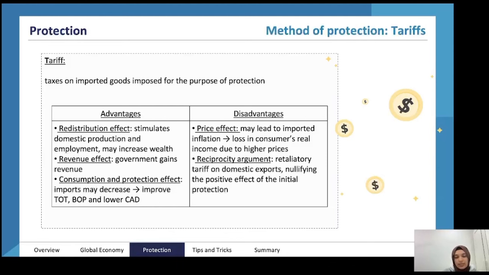In terms of the retaliation effect, this idea that it will nullify protection, because if the domestic producers now go to sell overseas, in effect they become the foreign producer, right? Because they're now selling overseas, the overseas countries may say, because you implemented tariffs, we're going to do the same thing. So that can be a major disadvantage. So there are many advantages as well as disadvantages for tariffs. Advantages include the redistribution effect, revenue effect, consumption and protection effect. Disadvantages include the price effect and the retaliation argument as well, that they may decide to retaliate, which can cause a few issues there.